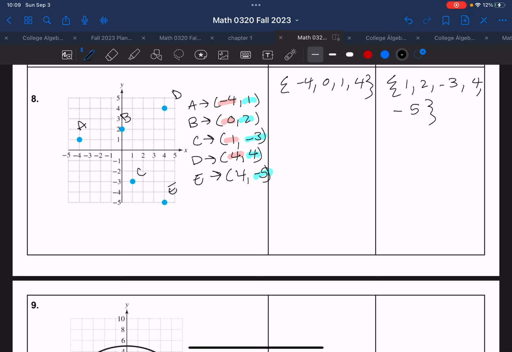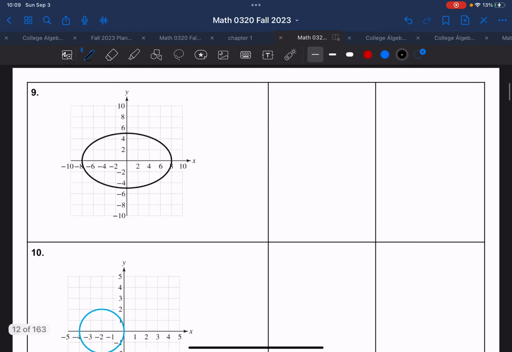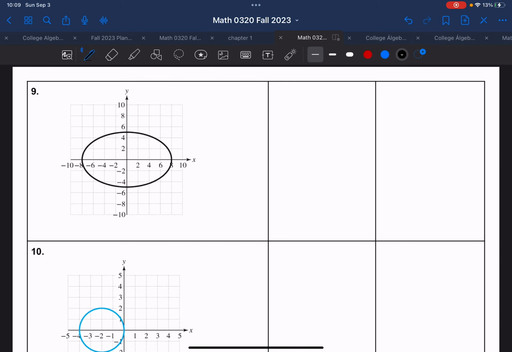Okay, so that was example 7 and 8 using the graphs. Now looking at number 9 and number 10, notice that we have a physical graph here. So in number 9, we have a graph of an ellipse.